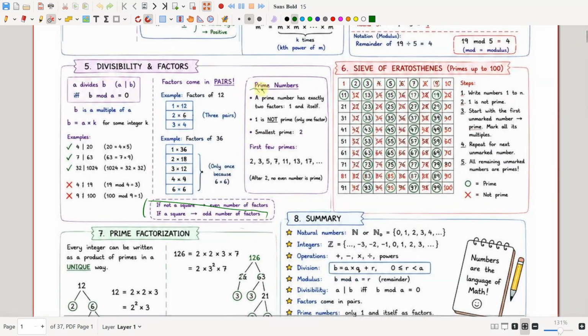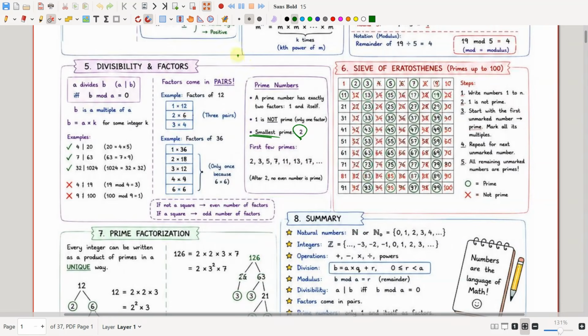And now we are going to see the definition of what we call a prime number. A prime number is a number which has exactly two factors, which are 1 and the number itself. Okay, 1 is not considered a prime because it has only one factor, which is again 1. And the smallest prime is 2.